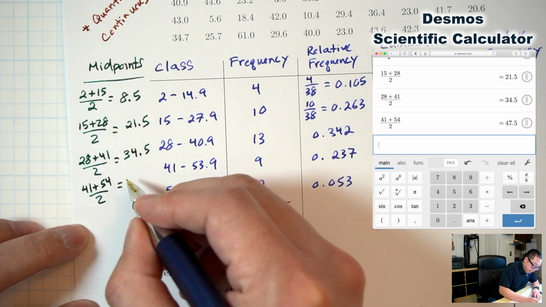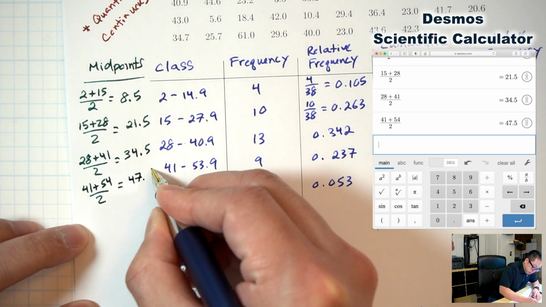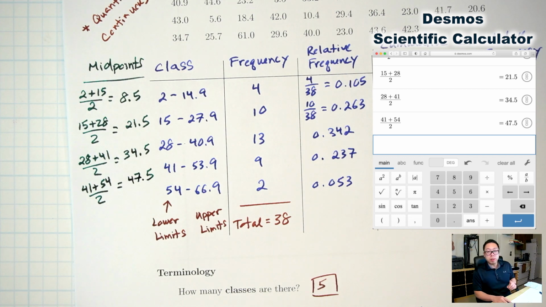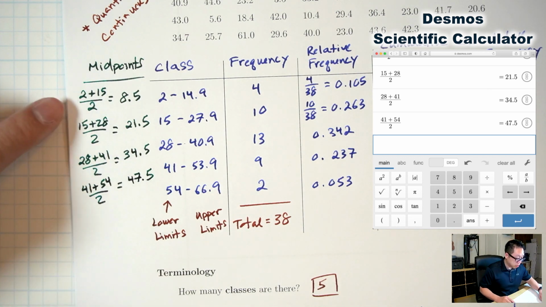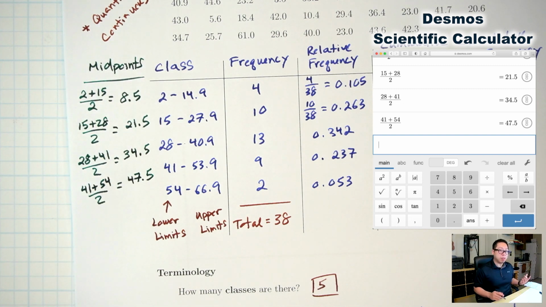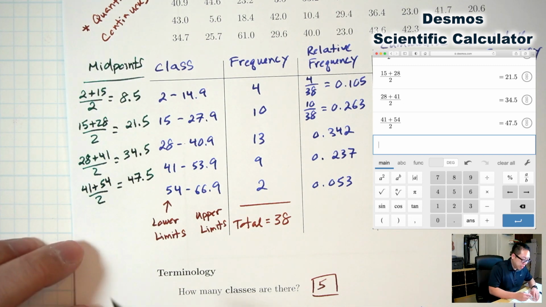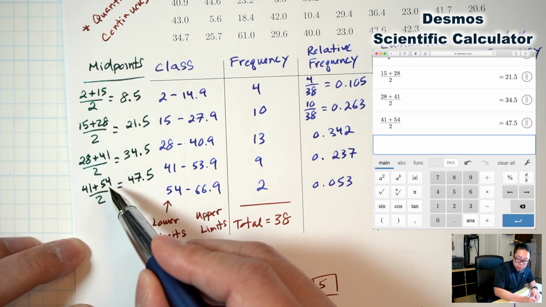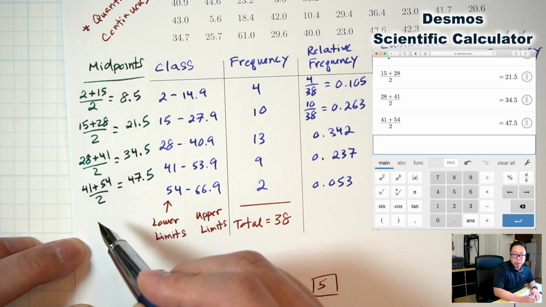$47.5. So if you're using the decimal scientific calculator, you can just type it in and make it look exactly like that. If you're using any other calculator, which I actually don't recommend, you might have to do 41 plus 54 equals, hit equals, and then divide by 2.